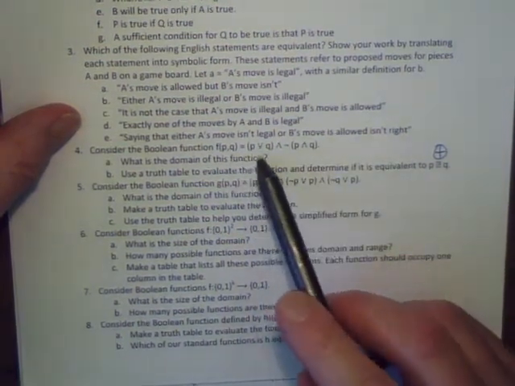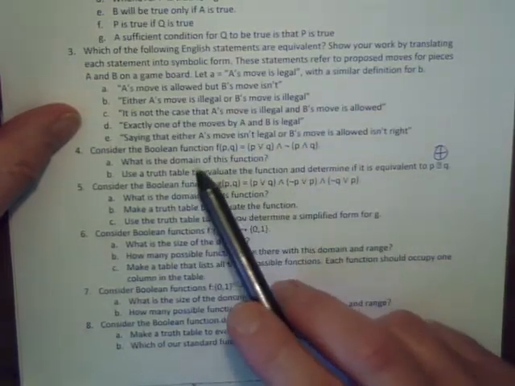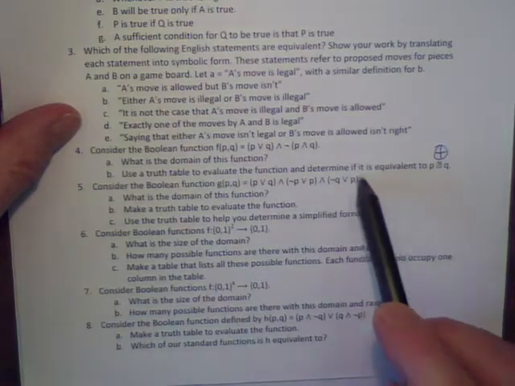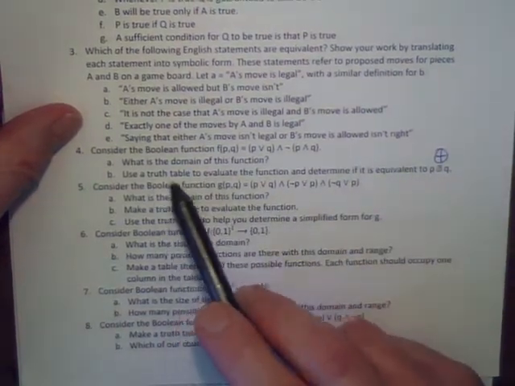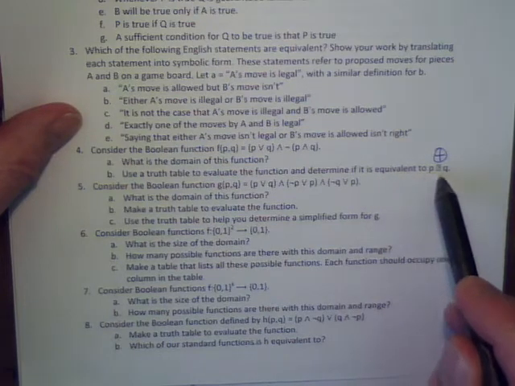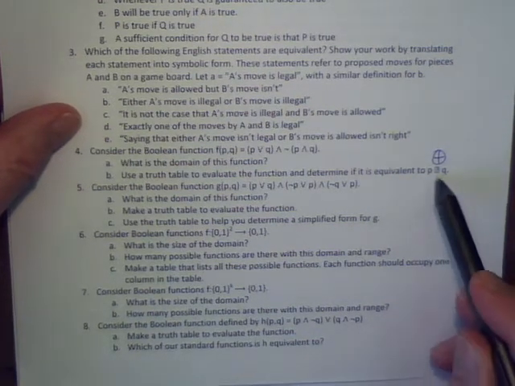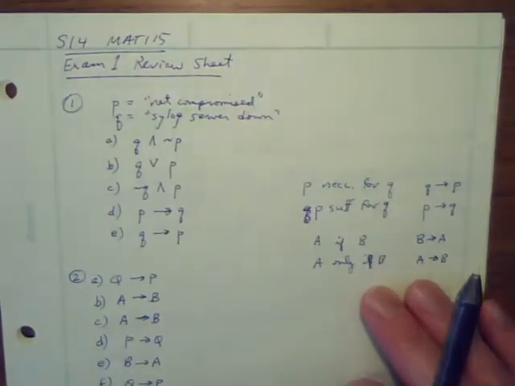Problem 4, though, gives us a Boolean function, in P's and Q's, and asks what is the domain, and it says use the truth table to evaluate the function and determine if it is equivalent to P XORed with Q. Sorry for the typo there in the PDF.